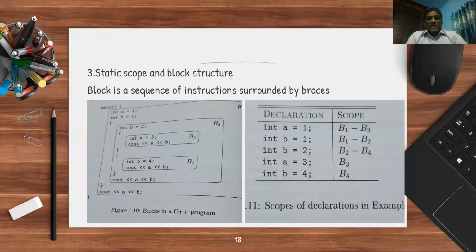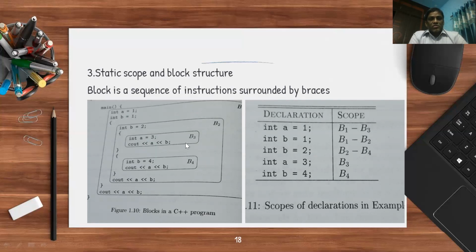And then static scope and the block structure. If you look at the following diagram, a block is nothing but a sequence of instructions surrounded by braces. If you look at this, there are a number of blocks. This is the first block, B1, and then this is the second block, B2, and this pair of brackets refers to block 3, and this pair of brackets refers to block 4.